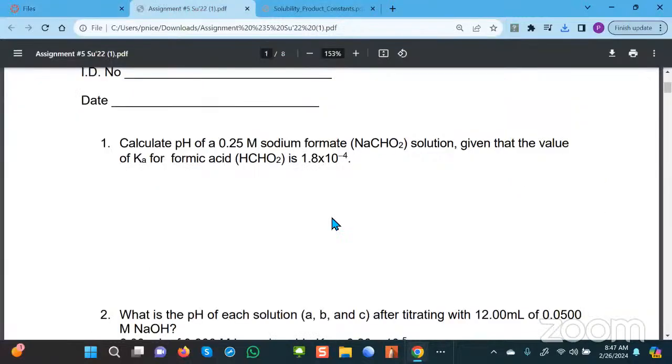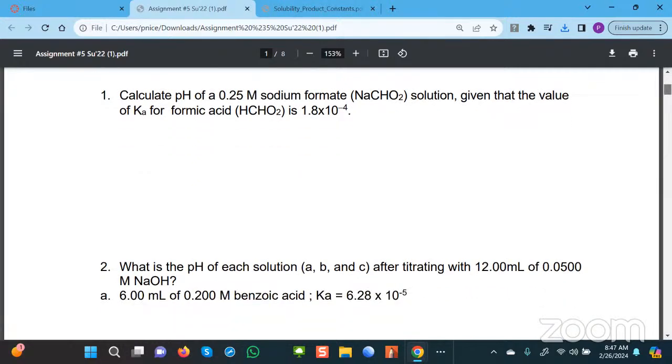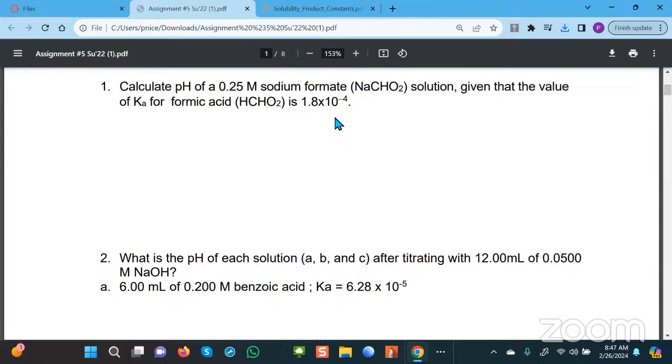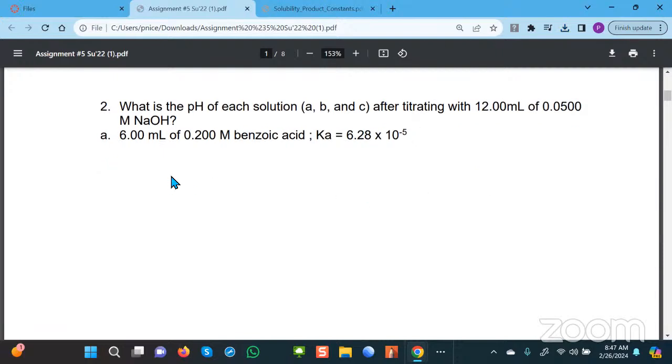Okay. All right. Let me choose some of the more challenging ones to help you with. I think you should be able to do number 1, because number 1 is basically the straight application of the Henderson-Hasselbalch equation. So what I'm going to do is jump to question number 2, which says, what is the pH of each solution, A, B, and C, after titrating 12.00 mL of 0.0500 M sodium hydroxide? So basically, you're starting off with 12.00 mL of 0.0500 M sodium hydroxide, and then you're adding different volumes of different acid solutions. In the case of A, you're adding 6.00 mL of 0.200 M benzoic acid, and it gives you the Ka value for benzoic acid.